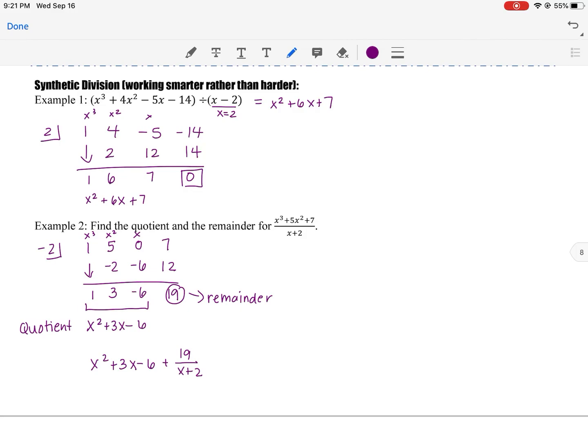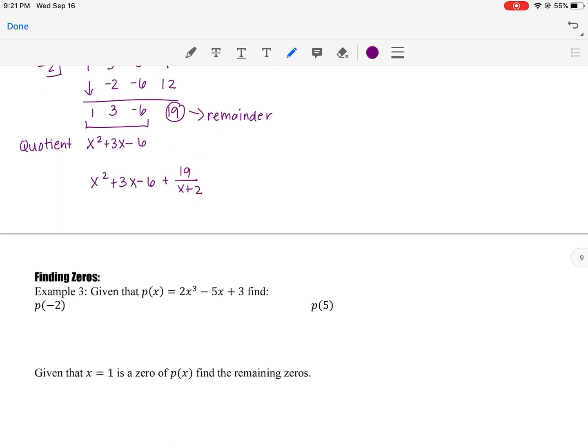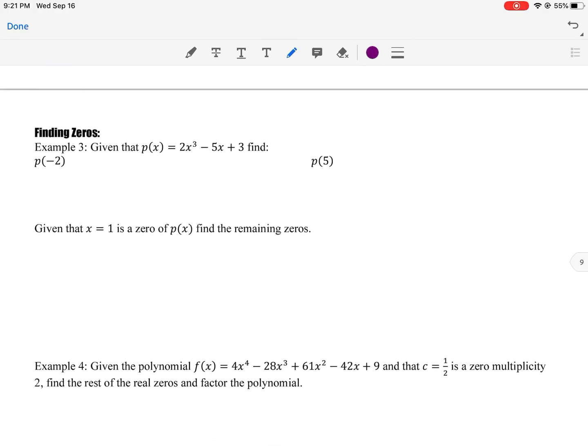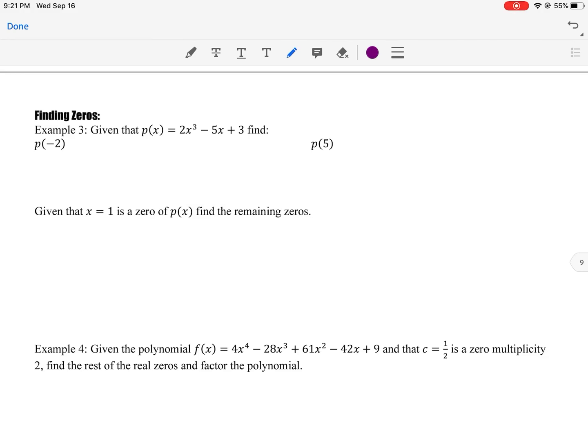Nice job. Let's go ahead and take a look at these next ones. On these next ones, when we're trying to find a 0, let's just plug in negative 2, for example, into this polynomial. I'm going to replace all my x's with that value, so negative 2 cubed minus 5 times negative 2 plus 3. Negative 2 cubed gives you 8. 8 times 2 is 16. Negative 5 times negative 2 is 10, plus 3.